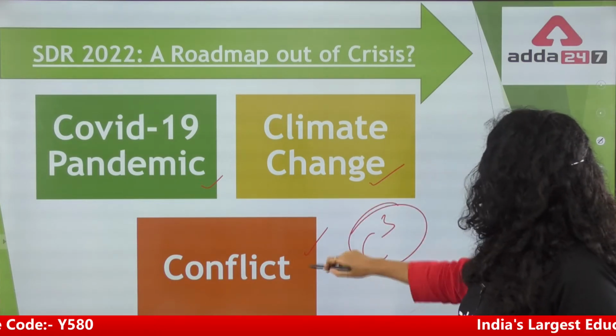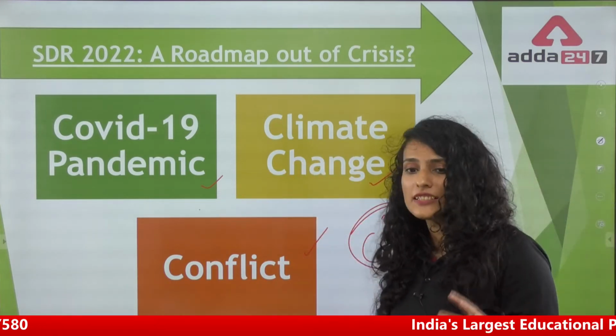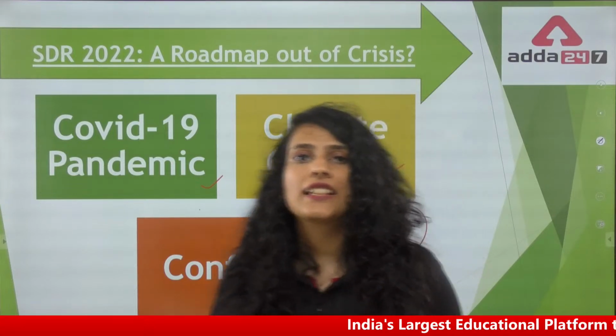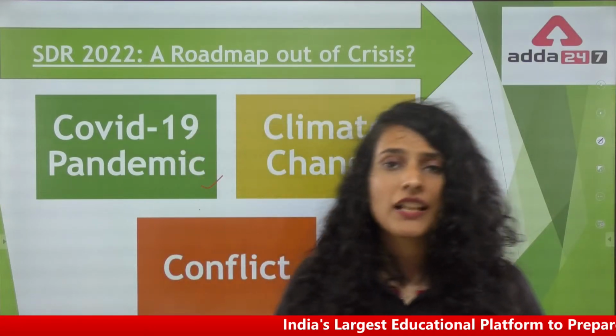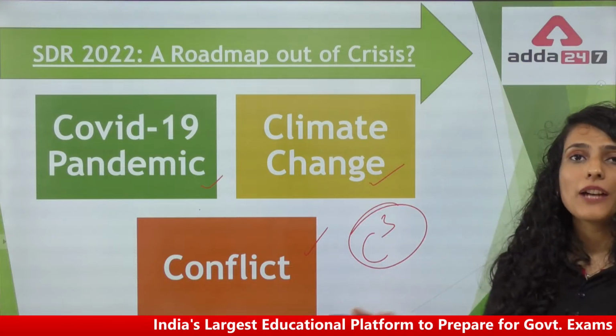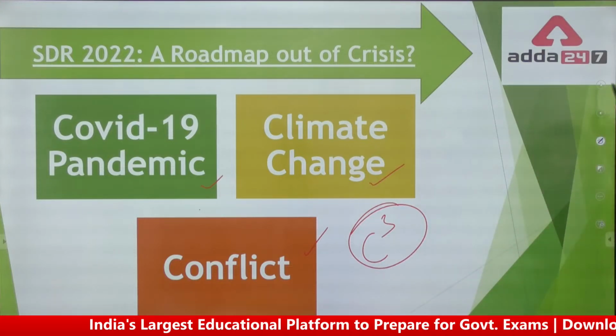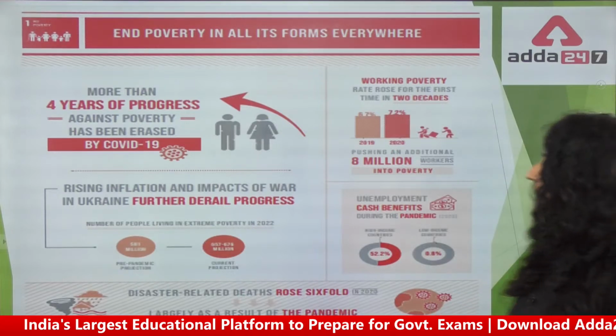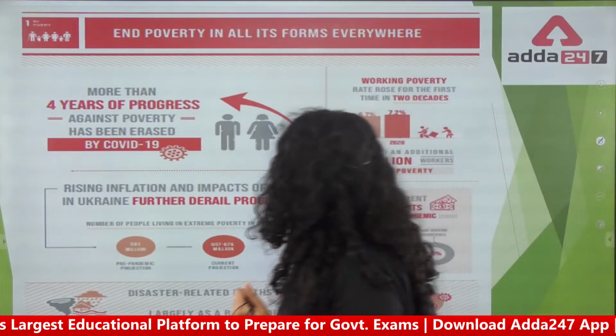C cube. These are the 3 crises. These are the 3 crisis areas on which the report is based, and the report discusses a roadmap out of it. Okay. ठीक है, तो लेट्स जस्ट स्टार्ट. लेट्स स्टार्ट क्विकली, जल्दी से स्टार्ट करते हैं.